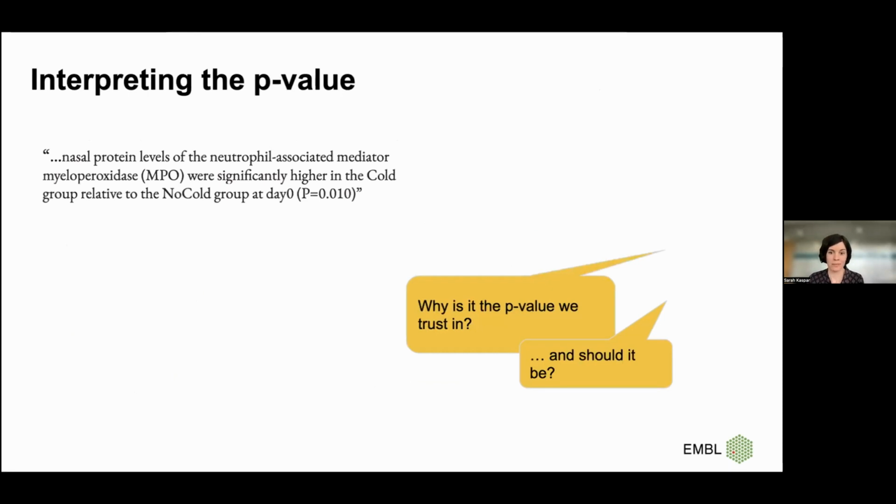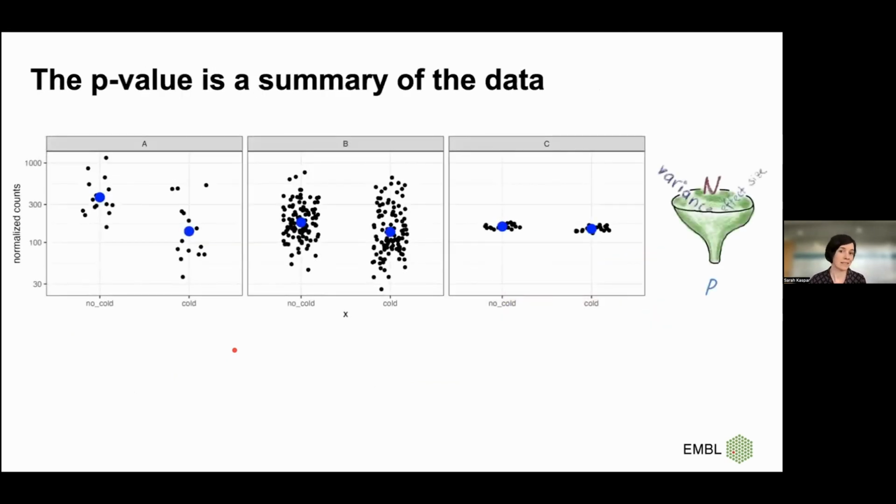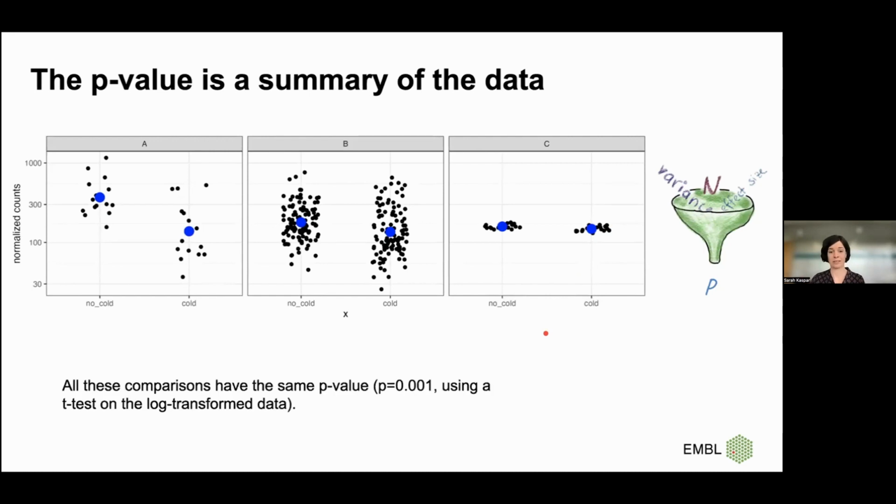Yeah, why is it the p-value that we should trust in, and should it really be the p-value? I hope I convinced you that the p-value is a useful quantity to get out of your data, because it's evidence against the null. But in fact, the p-value is a kind of summary of the data that consists of different things, including variability of the data, sample size, and effect size. And that means your p-value can also get small due to different reasons.